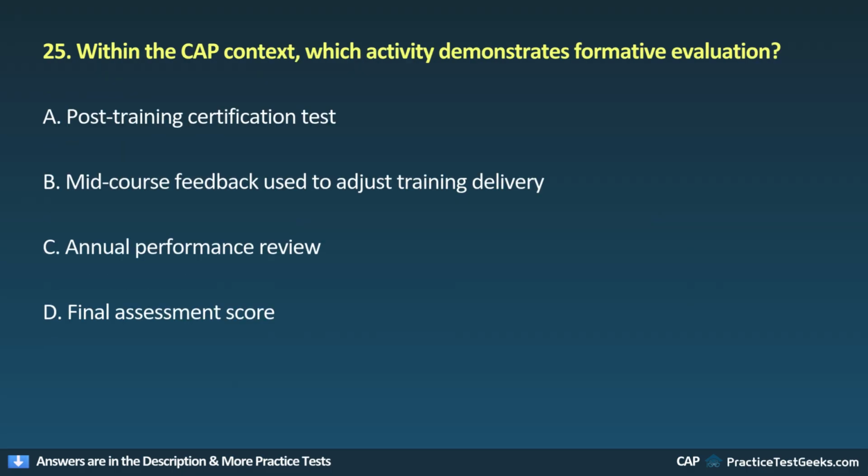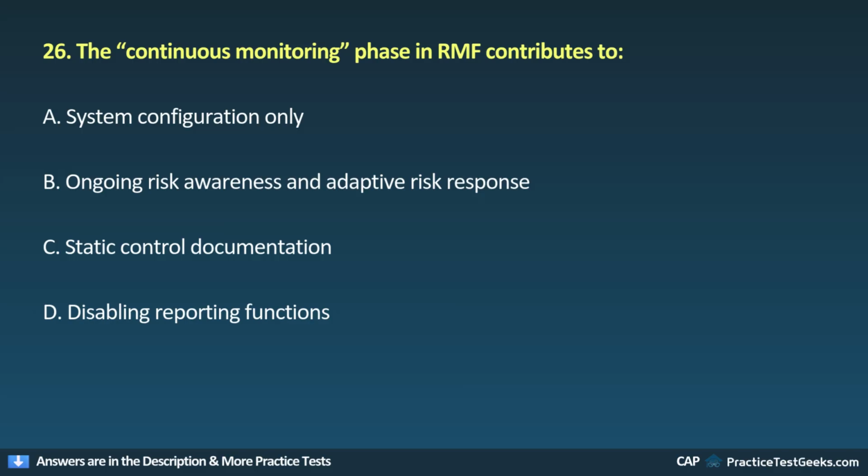25. Within the CAP context, which activity demonstrates formative evaluation? A. Post-training certification test. B. Mid-course feedback used to adjust training delivery. C. Annual performance review. D. Final assessment score.